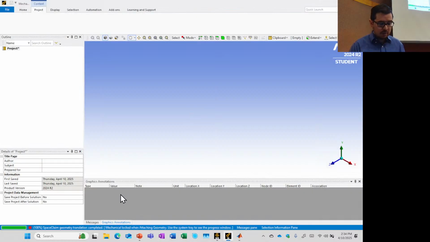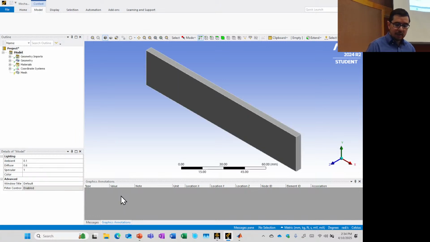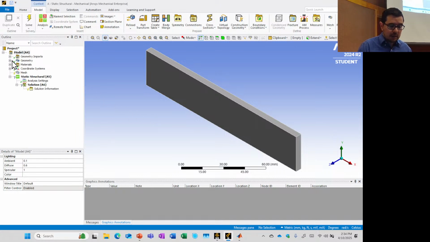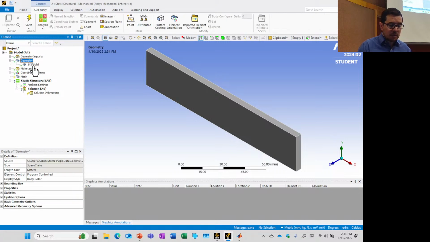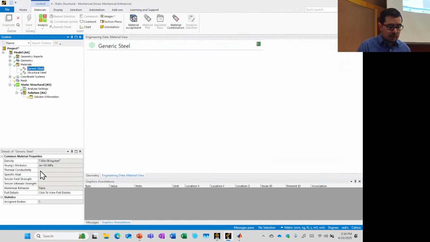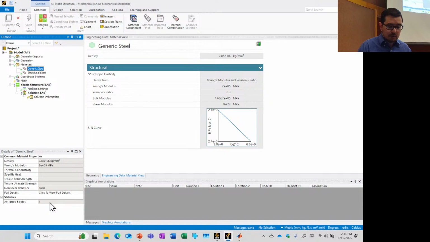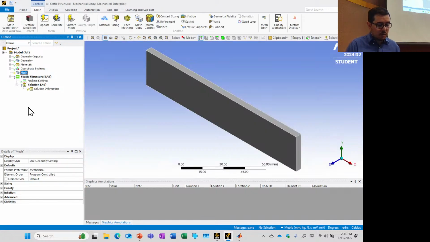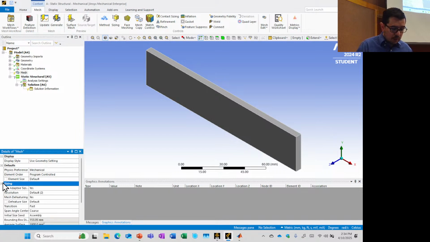Okay, the modeler for structural mechanics, good. Done there as well. It's not bad to make sure there's only one solid in here. For the materials, we're using our generic steel, and it has been assigned to one body, and that's all we have. And we also have this nice SN curve, which we'll hopefully get to talking about a little bit later.